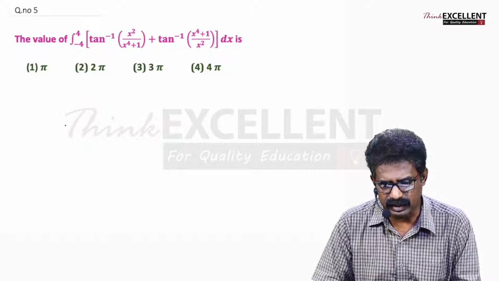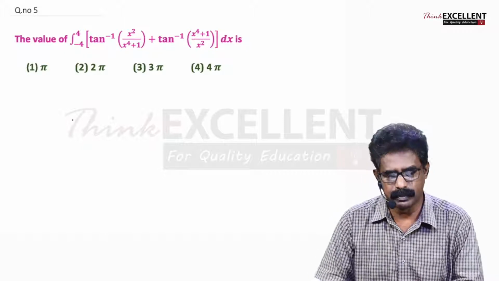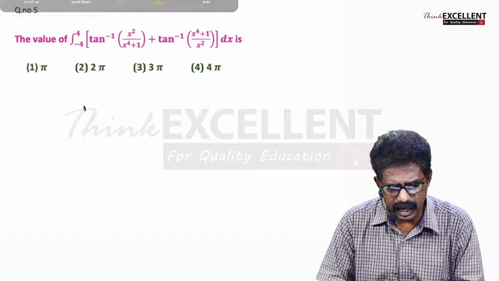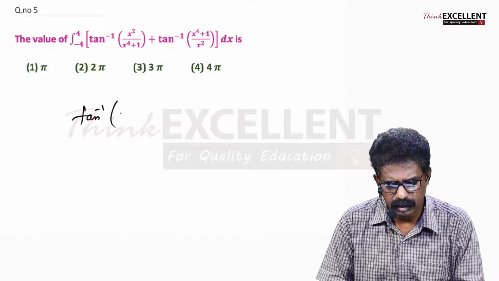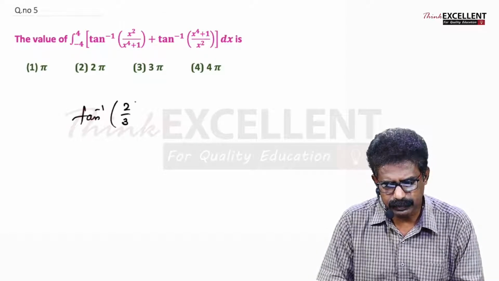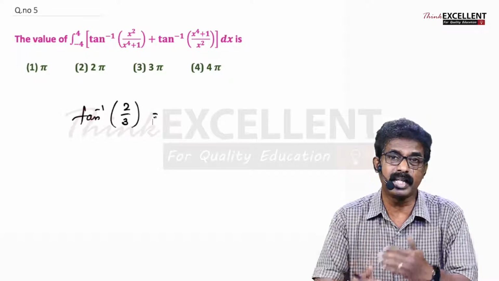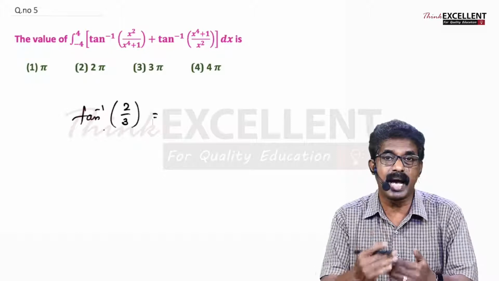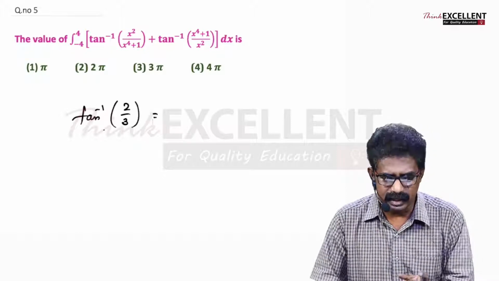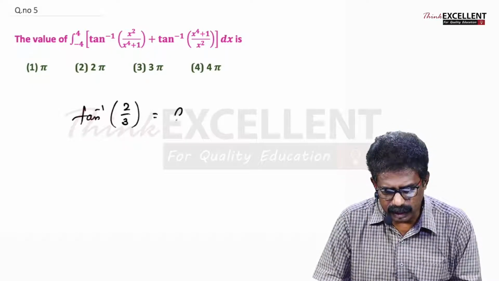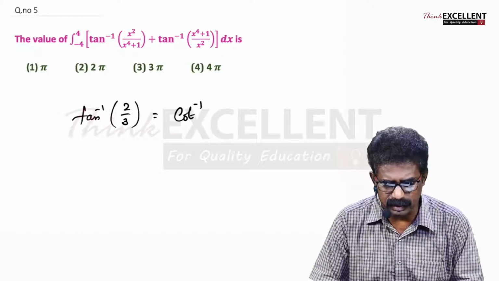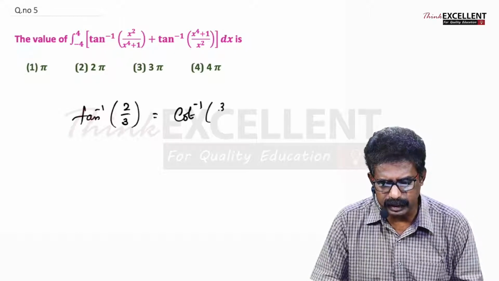Inverse trigonometric functions, tan inverse and all there, right? Please listen. Suppose you have tan inverse of 2 by 3. It can be written by taking the reciprocal: 2 by 3 becomes 3 by 2. At the same time, tan reciprocal also you should write: tan inverse becomes cot inverse, because tan reciprocal is cot, right? Cot inverse, don't write 2 by 3, you write 3 by 2.